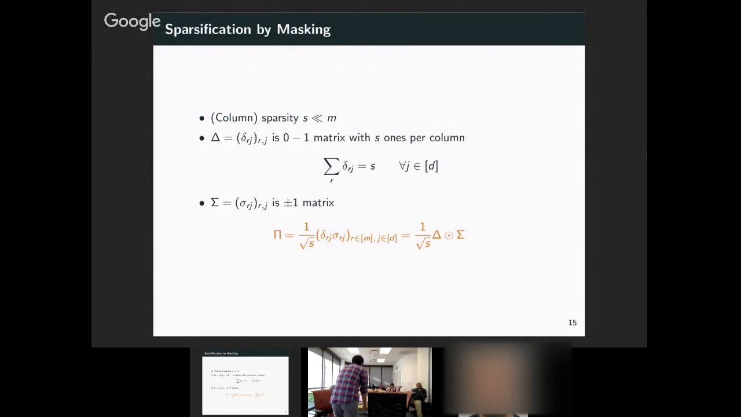So you can think of this sparse construction as a two-step process. First, you select a subset of coordinates you want to maintain. So basically, this is the masking matrix. And then only for those coordinates, we're picking these plus 1, minus 1 random realizations. So in fancy linear algebra notation, this looks as a component-wise or Hadamard product of these two matrices. And now the scaling factor is slightly different. It used to be 1 over square root of m, but now since we're only selecting S coordinates, it's just 1 over square root of S.